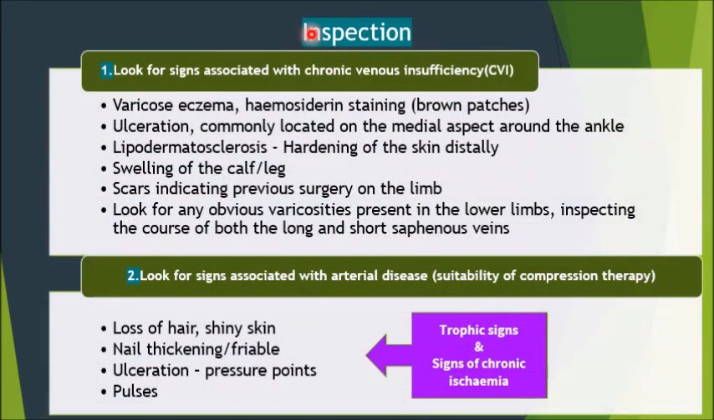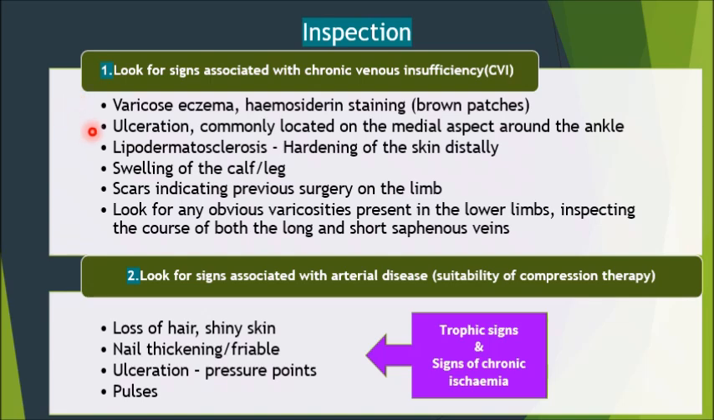Inspection of the legs for varicose veins involves two main aspects. First, looking for signs associated with chronic venous insufficiency, the CVI. These include varicose veins, varicose eczema, and hemosiderin staining, which presents as brown patches.